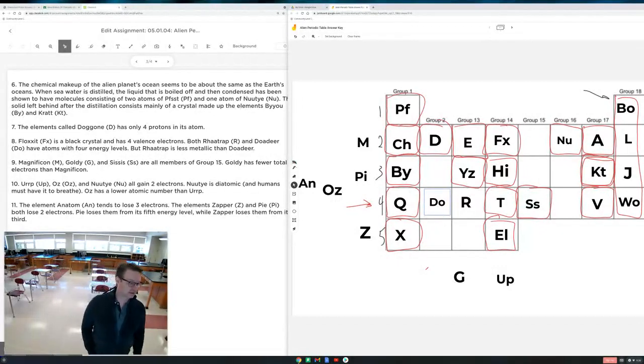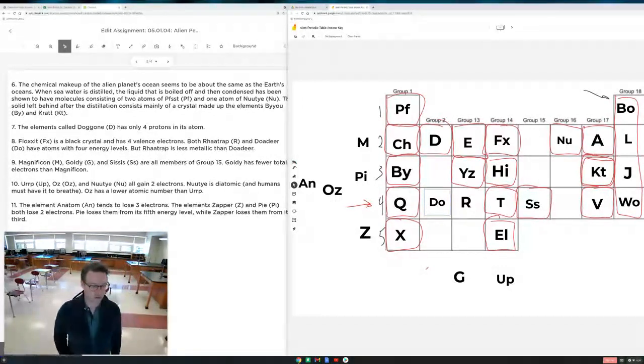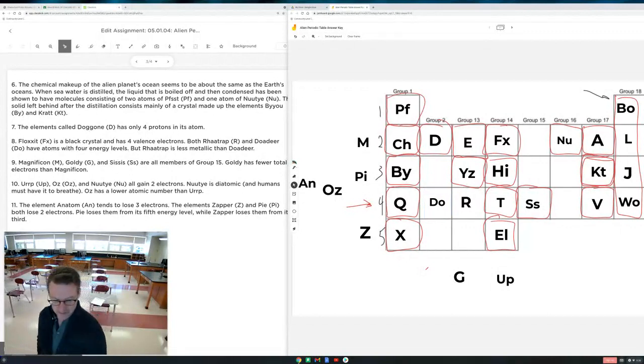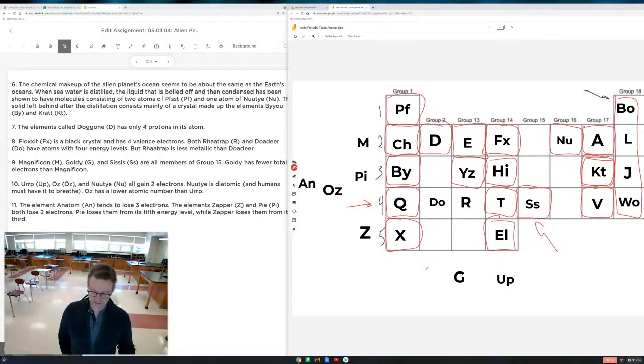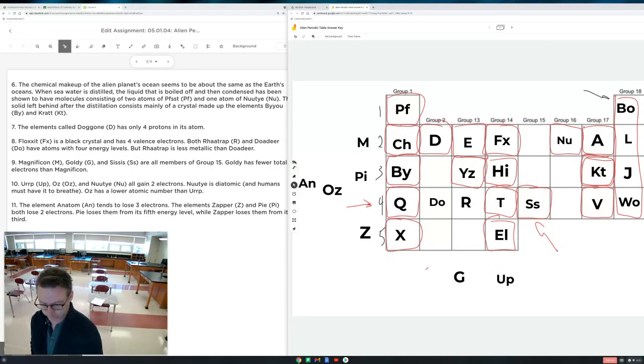Okay, so it says M, G, and SS are all in group 15. All right, we already have SS in group 15. And since it's a metalloid, we know it's going to be down there at the bottom because that's where the staircase of the metalloids go. So there's 2 spots left for M and G.